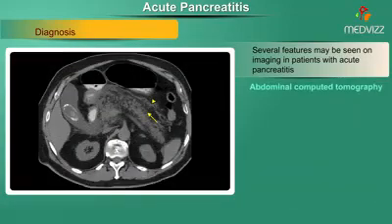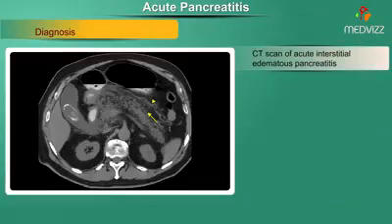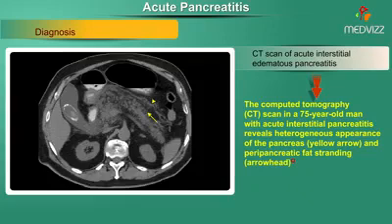Abdominal computed tomography. Contrast-enhanced abdominal CT scan findings of acute interstitial edematous pancreatitis include focal or diffuse enlargement of the pancreas with heterogeneous enhancement with intravenous contrast. CT scan of acute interstitial edematous pancreatitis: the CT scan in a 75-year-old man with acute interstitial pancreatitis reveals heterogeneous appearance of the pancreas as indicated by the yellow arrows and peripancreatic fat stranding as shown by the arrowhead.